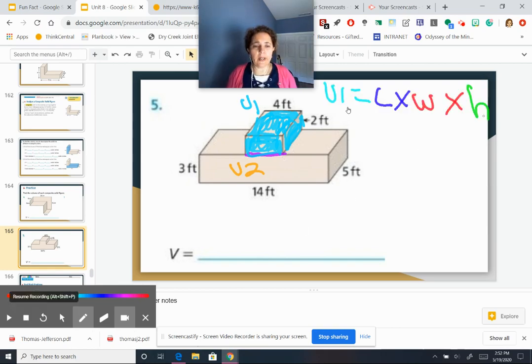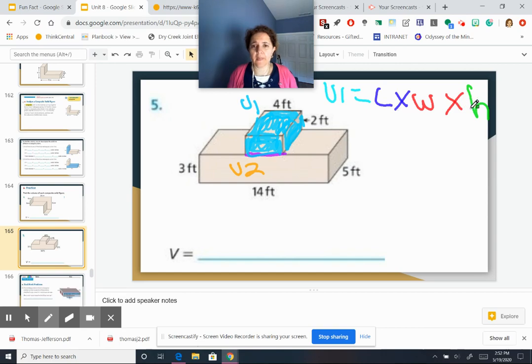Okay, so I wrote my formula out here. Volume 1 is equal to length times width times height. So now go ahead and label all of your lengths and then come back to me. Pause the video, draw in your lengths, and then come back and then we'll compare.